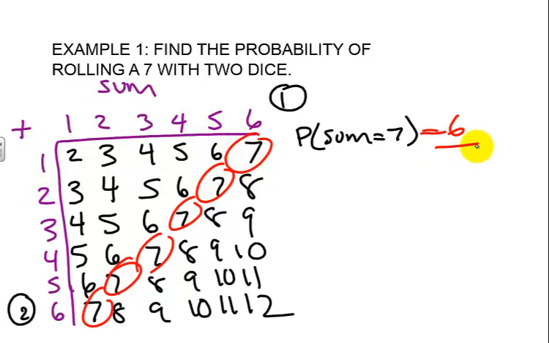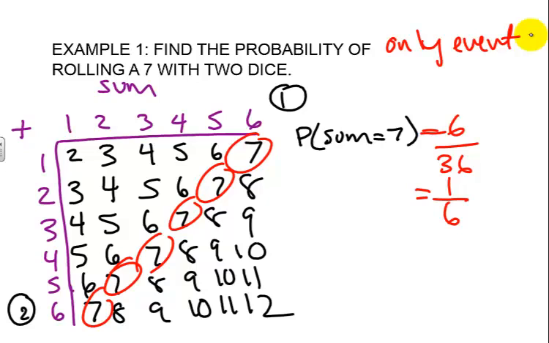How many total outcomes are there? There's a total of 6 by 6 total outcomes. So the probability that the sum is going to be equal to 7 is 1/6. Now this is an example of only one event, so we don't have to determine if it's mutually exclusive or not.